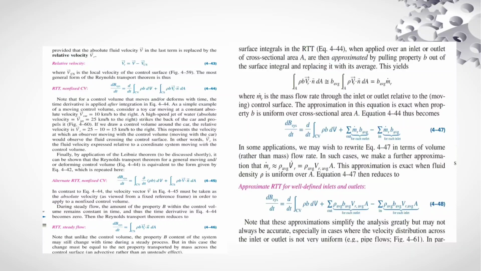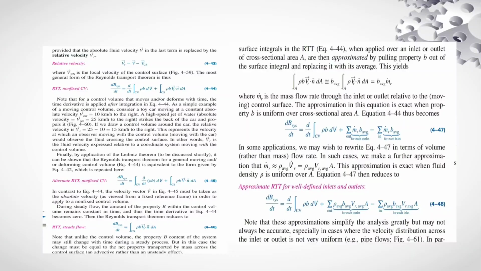During steady flow, the amount of the property B within the control volume remains constant with time, and thus the time derivative becomes zero. The RTT reduces to dB system over dt equals the integral of rho B V dot n dA, which is equation 4.46.